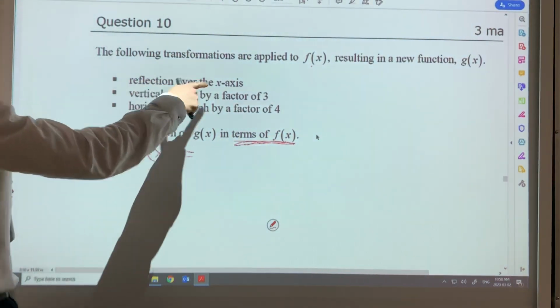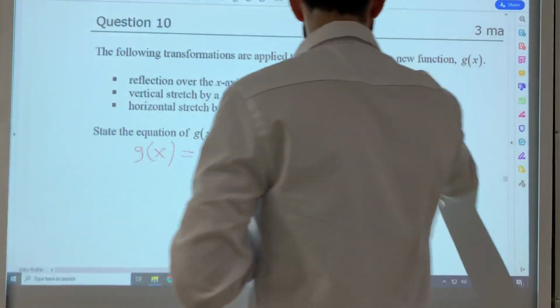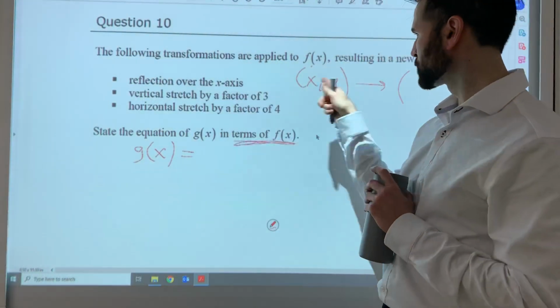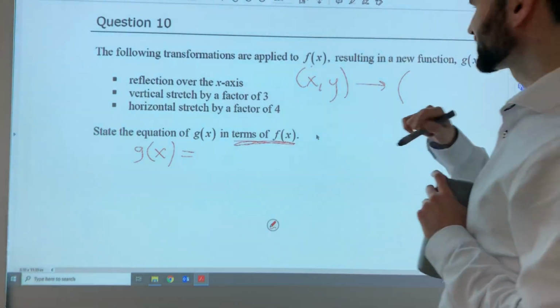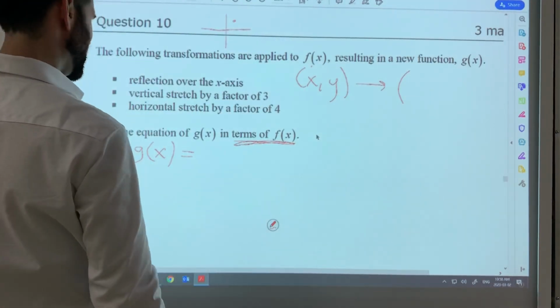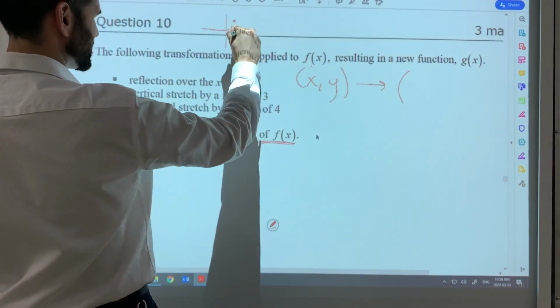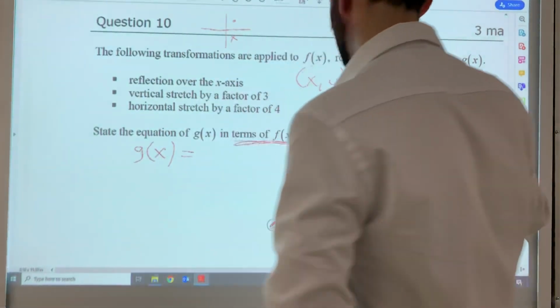So reflection over the x-axis. So we could do this. Reflection over the x-axis means what's getting multiplied by -1, x or y? It's the y values. If you ever forget, draw yourself a point and be like, okay, I'm reflecting over the x-axis. That would be down here. Oh, it's my y values that's changing. So, okay. So I have -y.